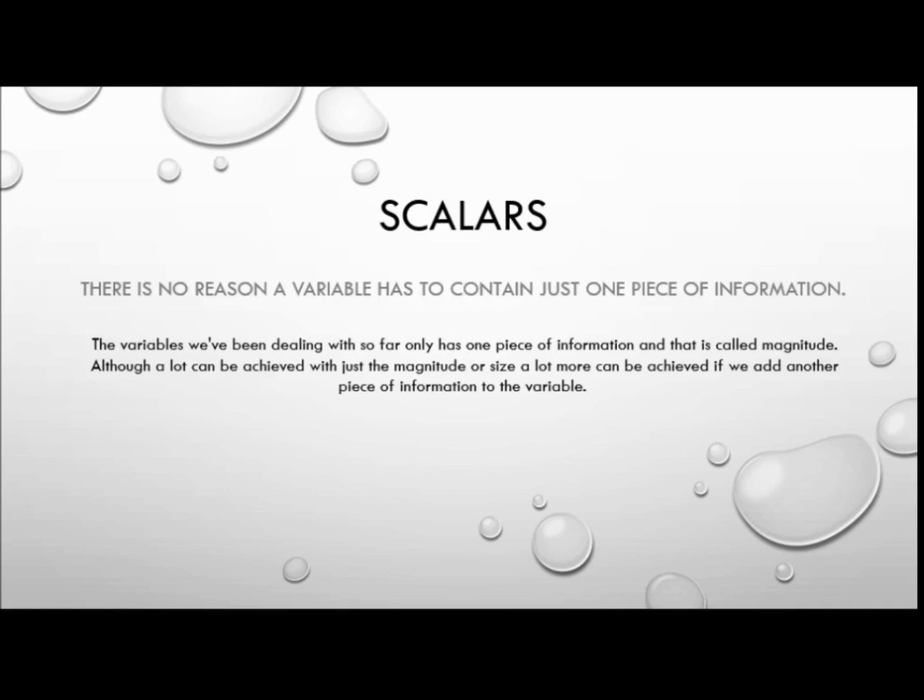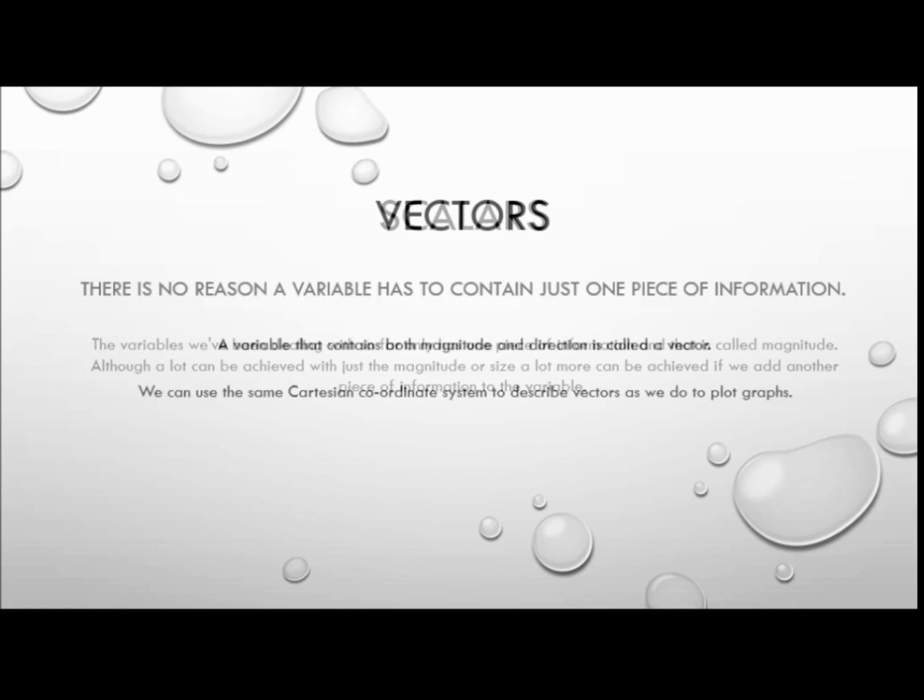Although a lot can be achieved with just the magnitude or size, a lot more can be achieved if we add another piece of information to the variable. Now a variable that contains both magnitude and direction is called a vector. We can use the same Cartesian coordinate system to describe vectors as we have been using to plot graphs.